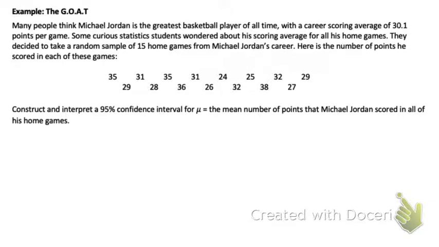All right, many people believe that Michael Jordan is the greatest basketball player of all time, with a career scoring average of 30.1 points per game. Some curious students wondered about his scoring average for his home games. They decided to take a random sample of 15 home games from his career.